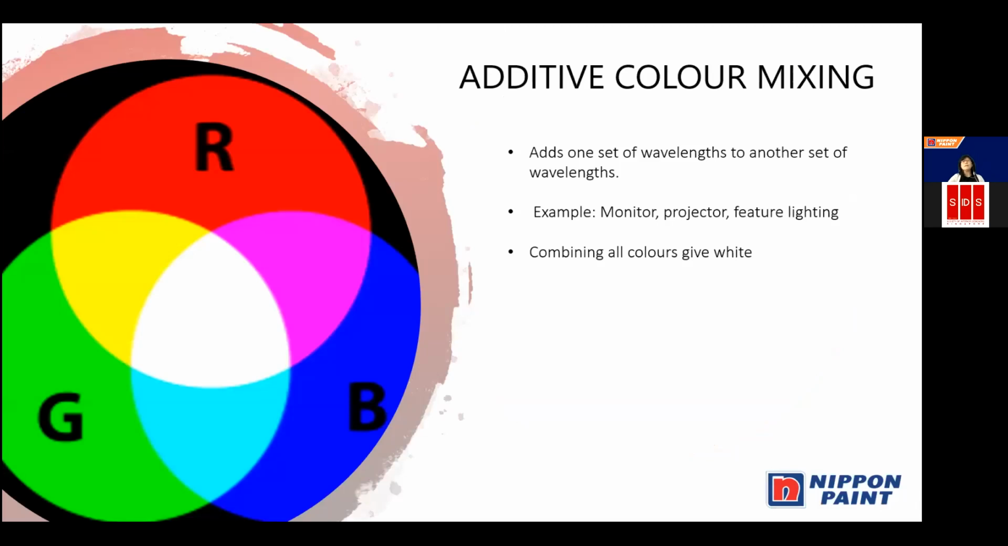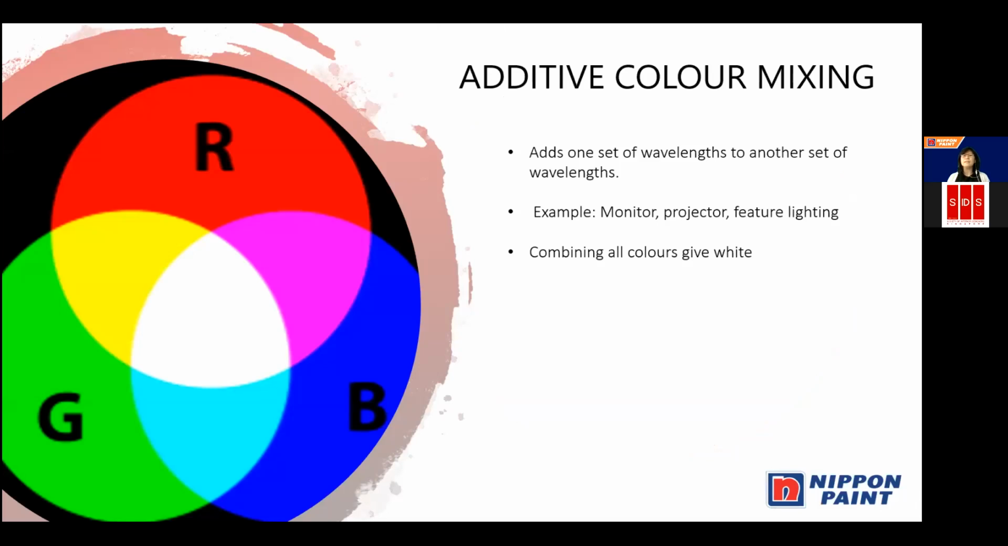Okay, so now how do we arrive at colors? How do we mix colors? There are two ways of mixing colors. One is by additive color mixing, and the other is by subtractive color mixing. So what is additive color mixing?